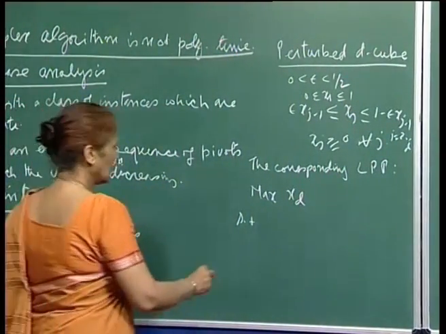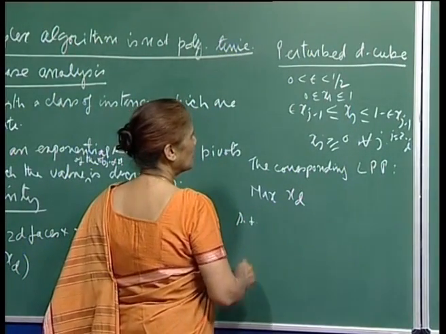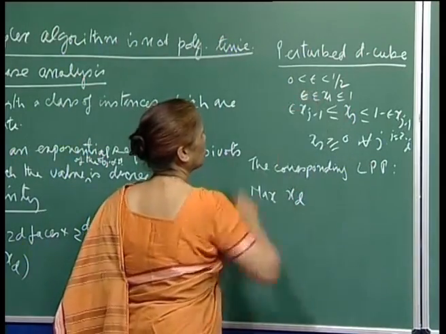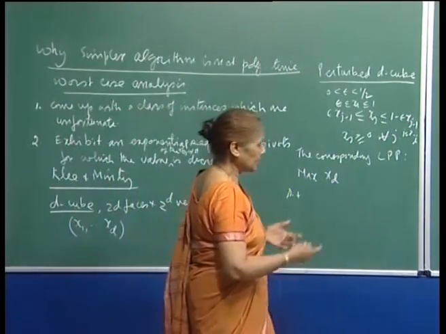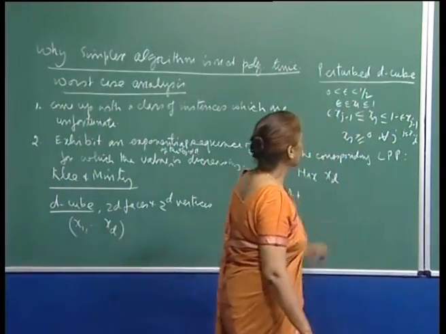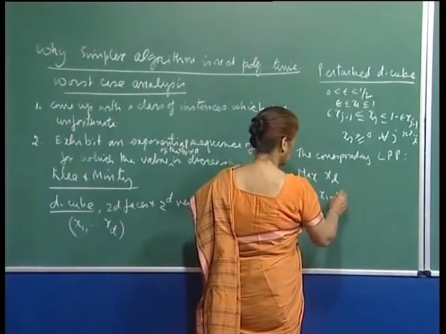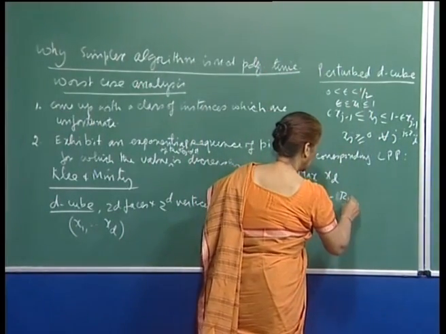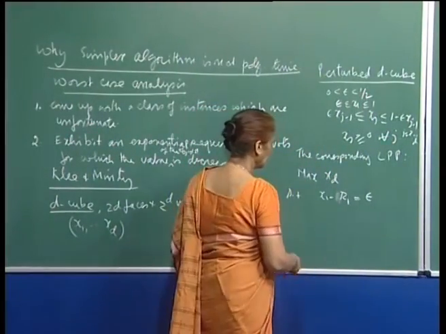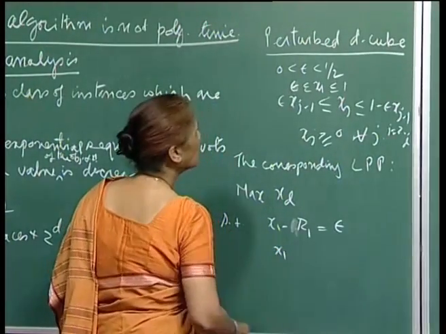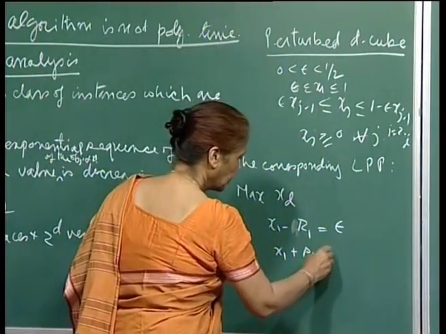So here, subject to, what we will have is that x_1 is greater than or equal to 0. So here this will become epsilon. For the original d-cube, you have the x_j's between 0 and 1. So here it will be epsilon less than or equal to x_1. Therefore the first constraint will be x_1 minus r_1 is equal to epsilon. So I reduce this polytope to the standard form, and then x_1 plus s_1 is equal to 1, because it is less than or equal to 1.